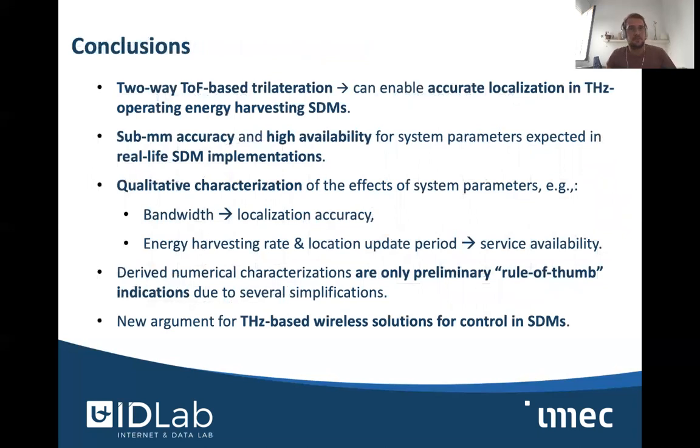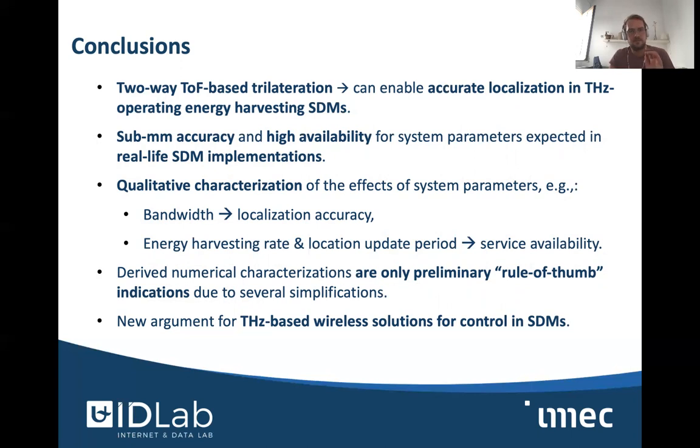And this is it. So what we believe we've shown are the first results on the feasibility of two-way time-of-flight-based trilateration for localizing Terahertz-operating energy harvesting nanonodes. We have shown sub-millimeter level accuracy and high availability for system parameters expected in real-life SDM applications. We have quantitatively or qualitatively characterized the effects of various system parameters like bandwidth, energy harvesting rate, and location update period.